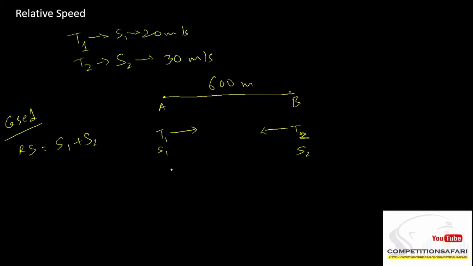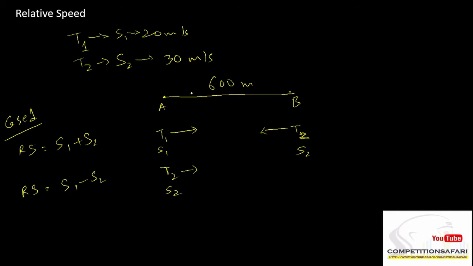And when these two objects, let's say if train 1 is moving towards B and train 2 also moves towards point B, the relative speed in this case will be s1 minus s2. Now sometimes you might get a negative value for this, but you need to ignore the negative sign and just take the modulus value of the quantity that you will get.